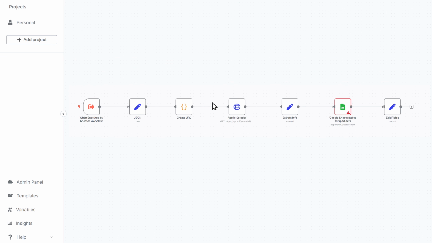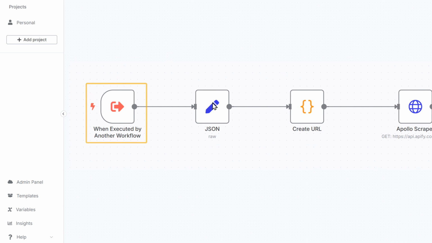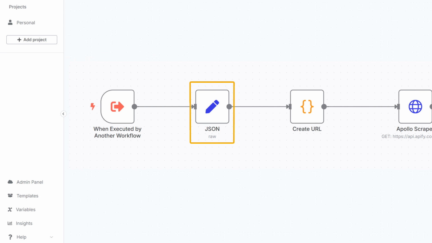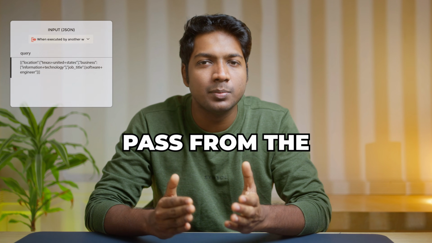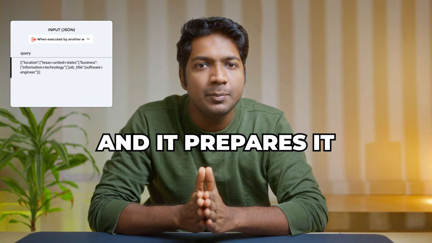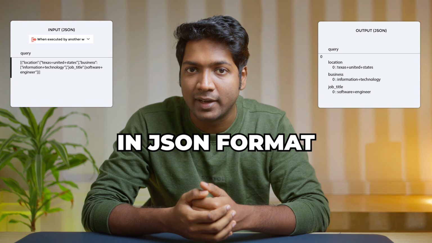Now let's understand how it works. The first node is when executed by another workflow. This simply means that this workflow runs only when it's called from the main workflow. Next, we have the JSON node. This node receives the data passed from the lead agent, like the location, business type, and job title, and it prepares it for the next step in JSON format.